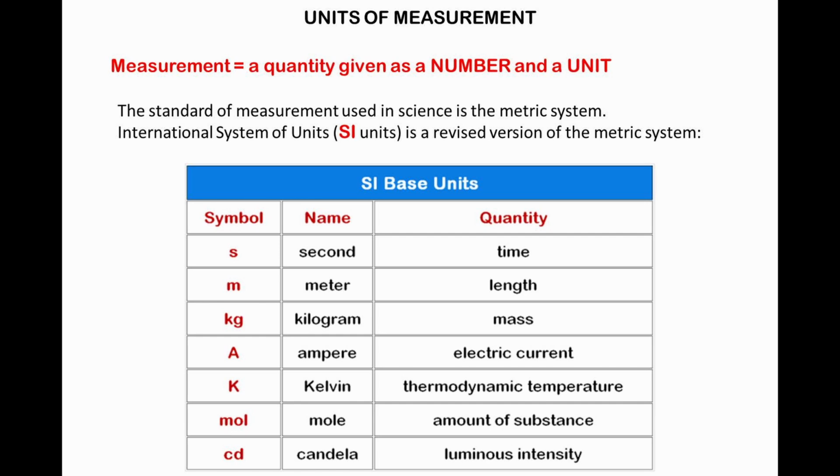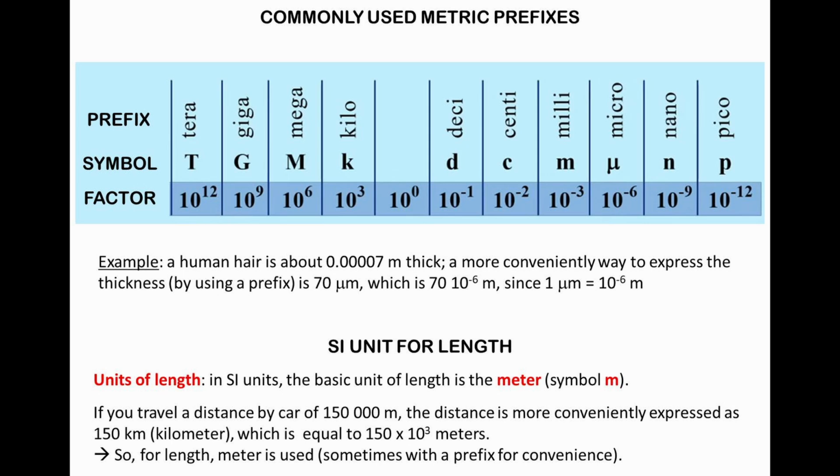The standard of measurement used in science is the metric system, which is simple and easy to use. The International System of Units, also called SI units, is a revised version of the metric system. There are 7 SI base units, as shown in the table below. Metric units can be used with prefixes for convenience. In the table above, the most common prefixes are shown. Example: a human hair is about 0.00007 meters thick. A more convenient way to express the thickness by using a prefix is 70 micrometers.